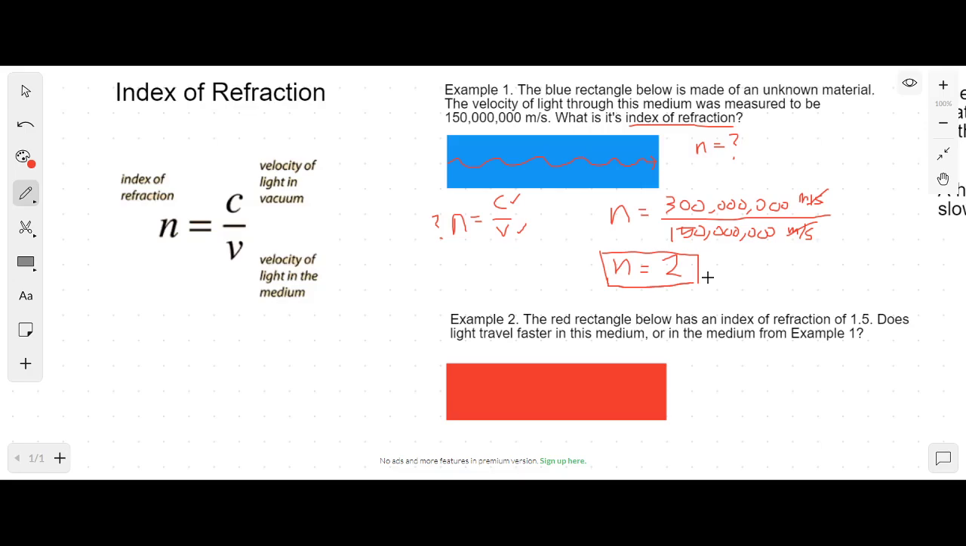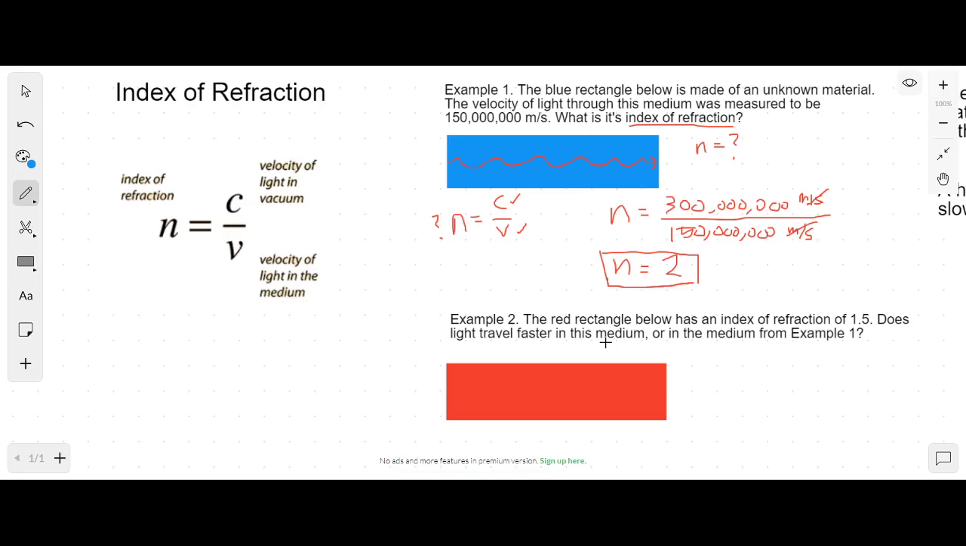Now let's jump to example 2. The red rectangle below has an index of refraction of 1.5. Does light travel faster in this medium or in the medium from example 1? So we've got two mediums, a blue one, which we found its index to be 2, and now we have an index of 1.5, and we need to know in which medium does light travel fastest.